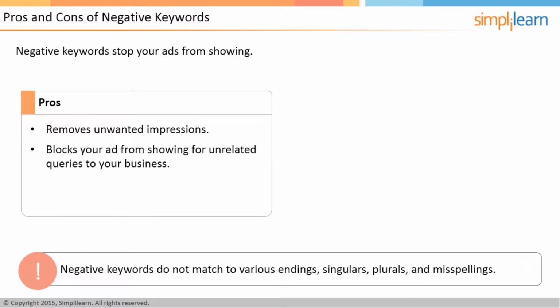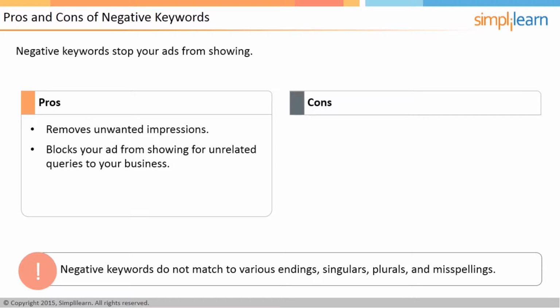So it blocks your ad from showing for unrelated queries to your business. For instance, maybe you only sell plasma TVs, but you want to show for any query related to plasma TV. So you're thinking broad match could be useful to try. But you have no LED televisions in your entire inventory, and you know with broad match, the words plasma and LED could possibly show. So you could add the word LED as a negative keyword, and whenever the word LED showed in the query, your ad would not show.